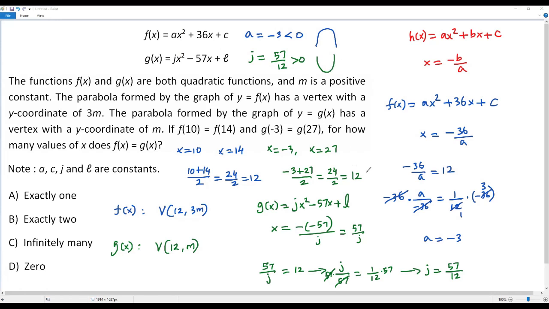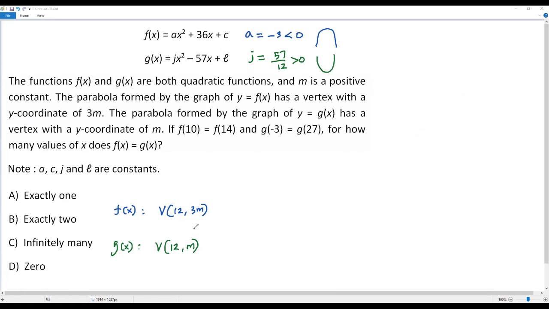Okay, now let me erase some stuff and continue the problem. Already we know that the vertices of both the quadratic functions are in the first quadrant. Okay, first let me draw an xy plane over here. Here we have y-axis and here we have x-axis. Let me mark them, x and y, and also let me take the value 12, because 12 is the x coordinate at the vertex of the quadratic function f of x and g of x as well.